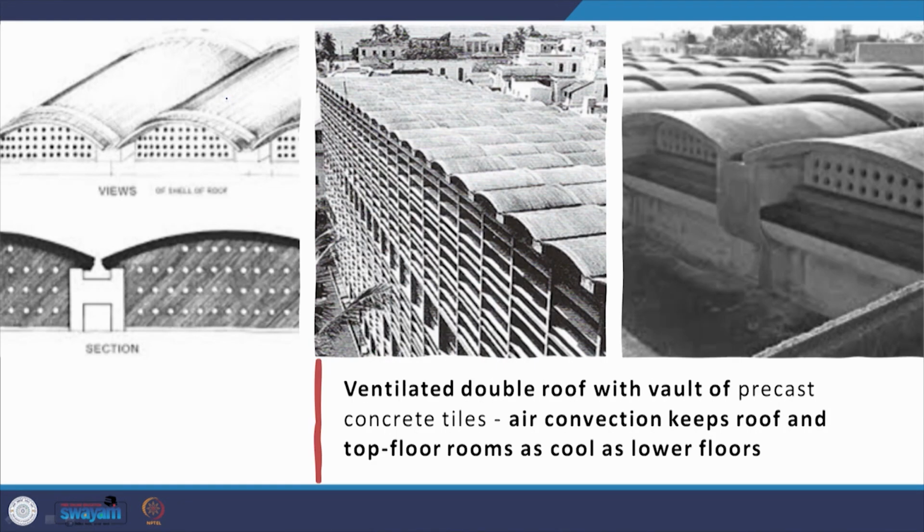Then again, when you go to the roof of the building, it's a ventilated double roof. Here you've got these openings in it, these cutouts in it, and this ventilated double roof has a vault which is made of precast concrete tiles. Air convection is generated which keeps the roof and the top floor rooms as cool as the lower floors.